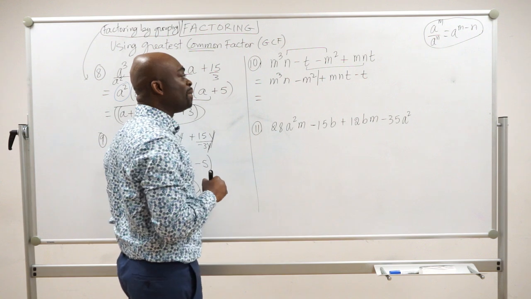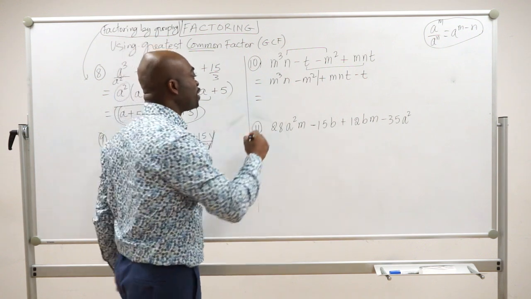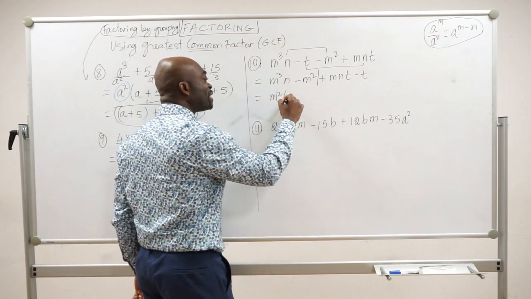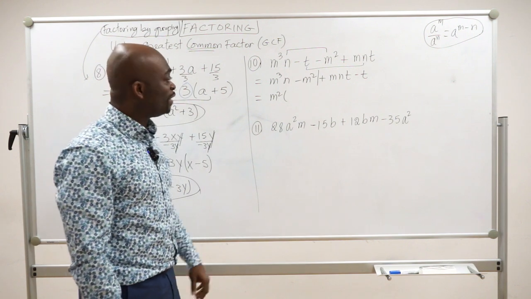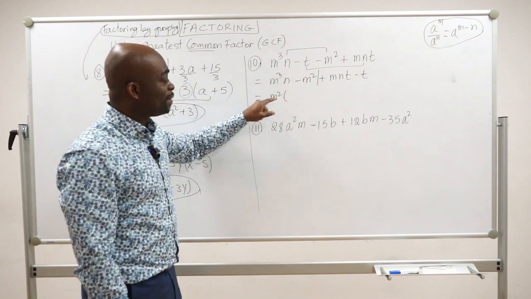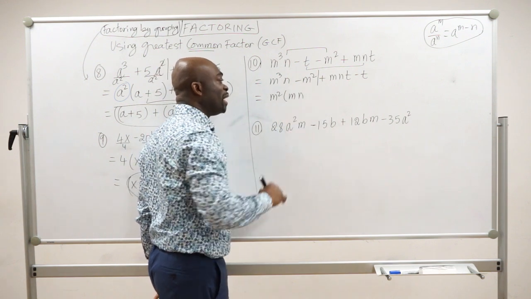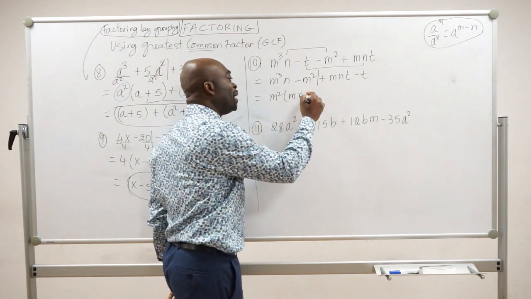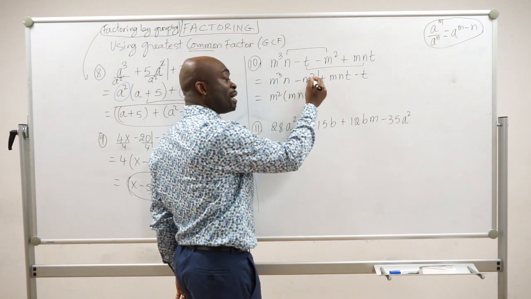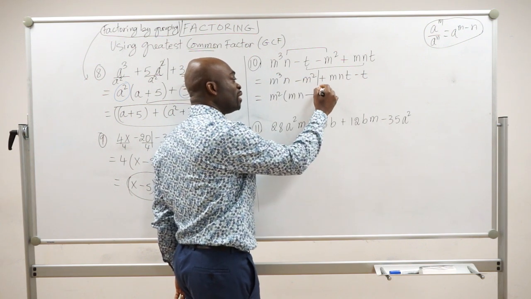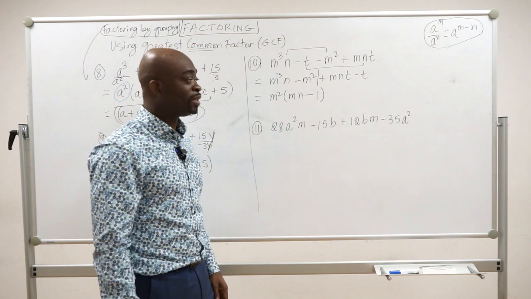So what do you have in common now? So I have m squared in common. So when I take m squared out, what do I have left? m cubed divided by m squared is m. And then n down because you didn't use it. Minus m squared divided by m squared is 1. And then this one, you're done with it.